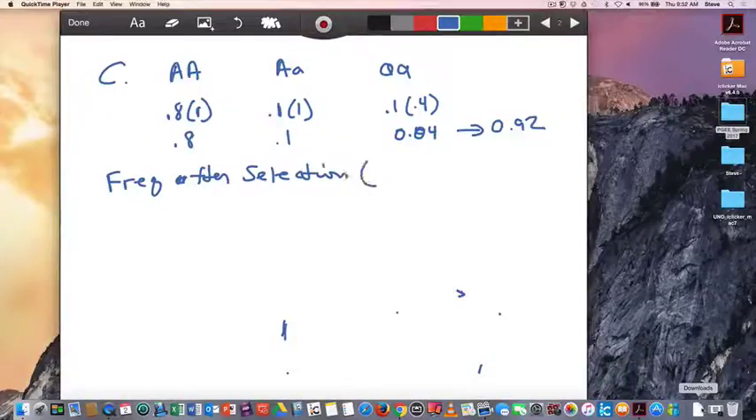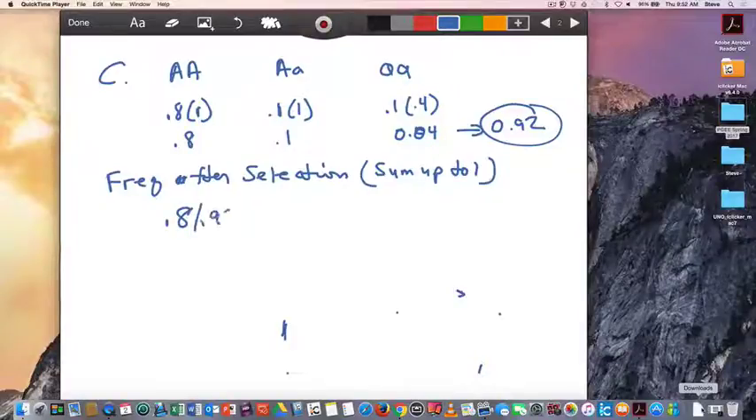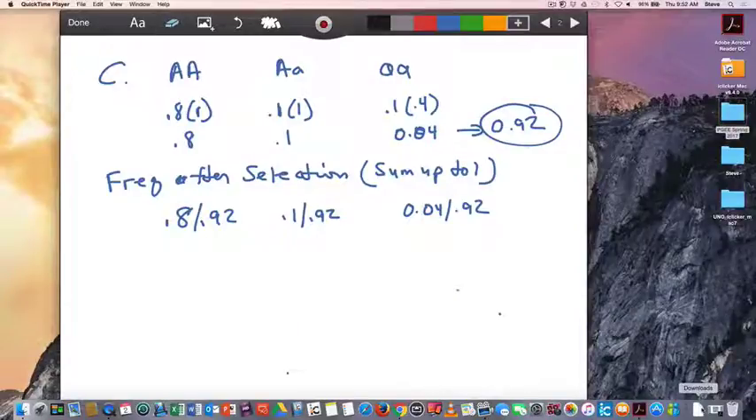And what we're trying to get is the genotype frequencies to sum up to 1. So basically all we do is we take each one of those values and divide by this 0.92. So we take 0.8 divided by 0.92, we take 0.1 divided by 0.92, and we take 0.04 divided by 0.92. These should hopefully all sum up to 1. And after you do those calculations, what do you get? Here's the frequency after selection of the big A is 0.87. Yeah, go to 3 digits just to be safe.